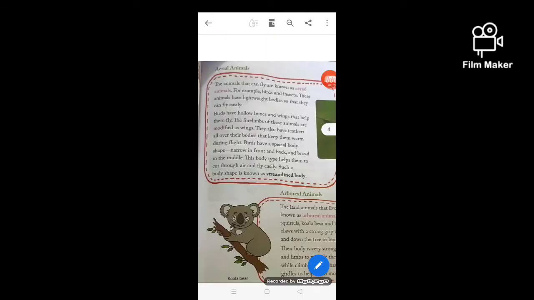Aerial animals. The animals that can fly are known as aerial animals. For example, birds and insects. These animals have lightweight bodies so that they can fly easily.